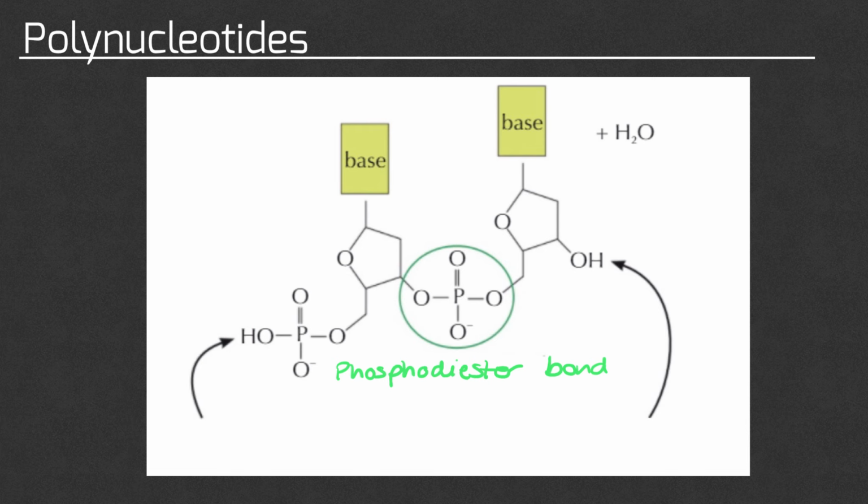We have what is called a phosphodiester bond between the two different nucleotides. We could join on another sugar to the phosphate group on this end, or we could join on another phosphate to the OH group on this end.